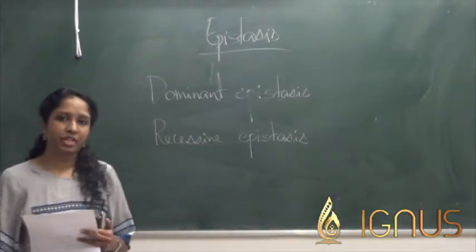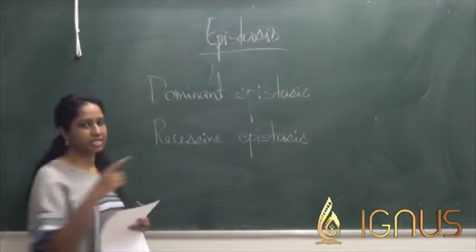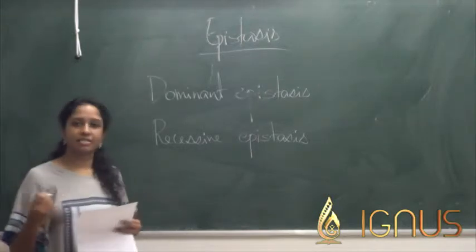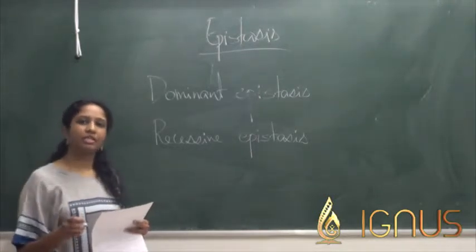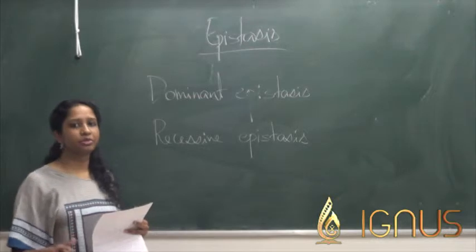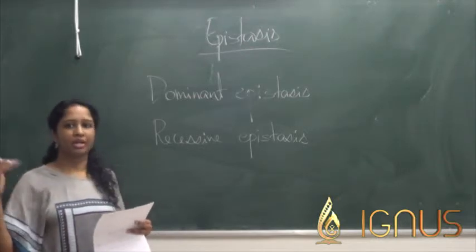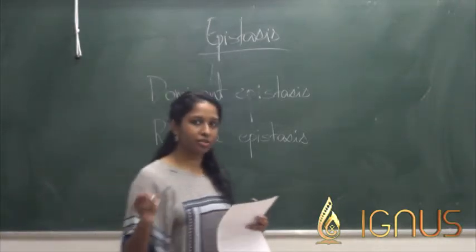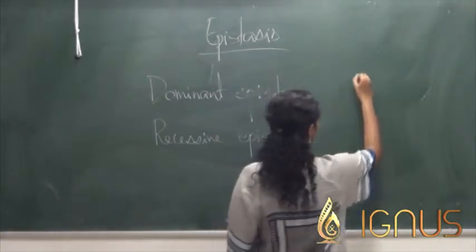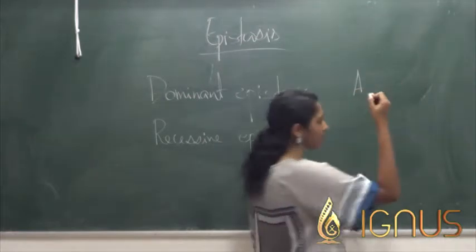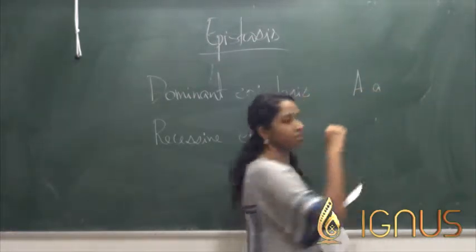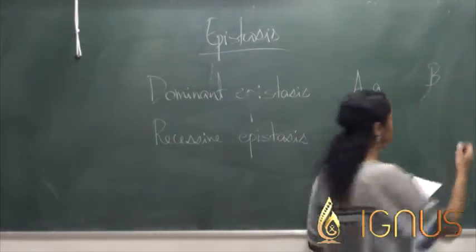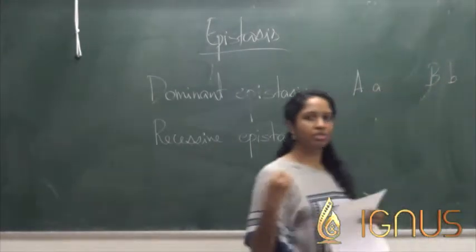Now there are two different kinds of epistasis, dominant epistasis and recessive epistasis. Now dominant epistasis is the case when the dominant allele of one gene is going to mask or stop everything else. Okay, so if you go back to the same example of gene A and gene B, so you have gene A, the dominant allele capital A, the recessive allele small a, and then you have gene B, dominant allele capital B, and recessive allele small b.